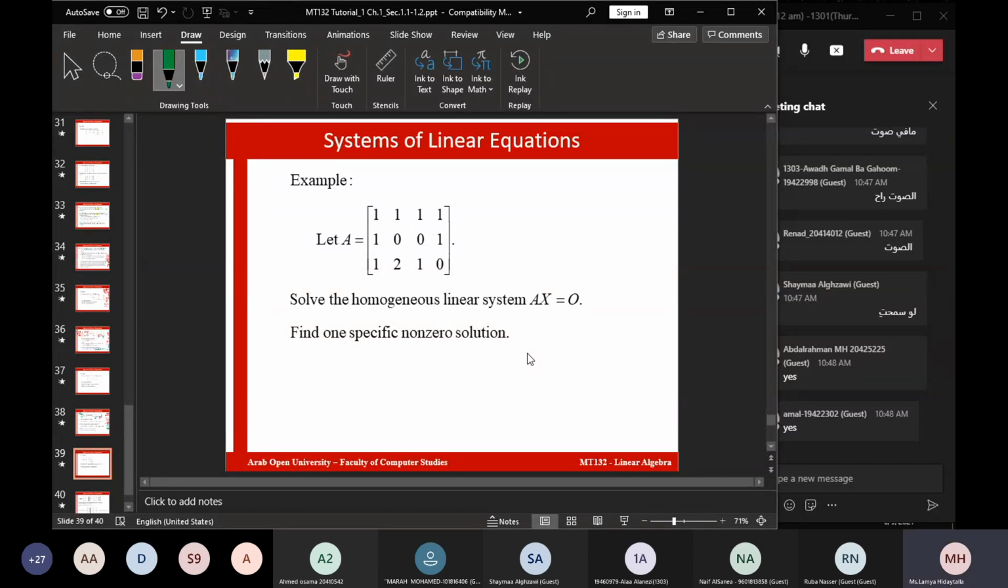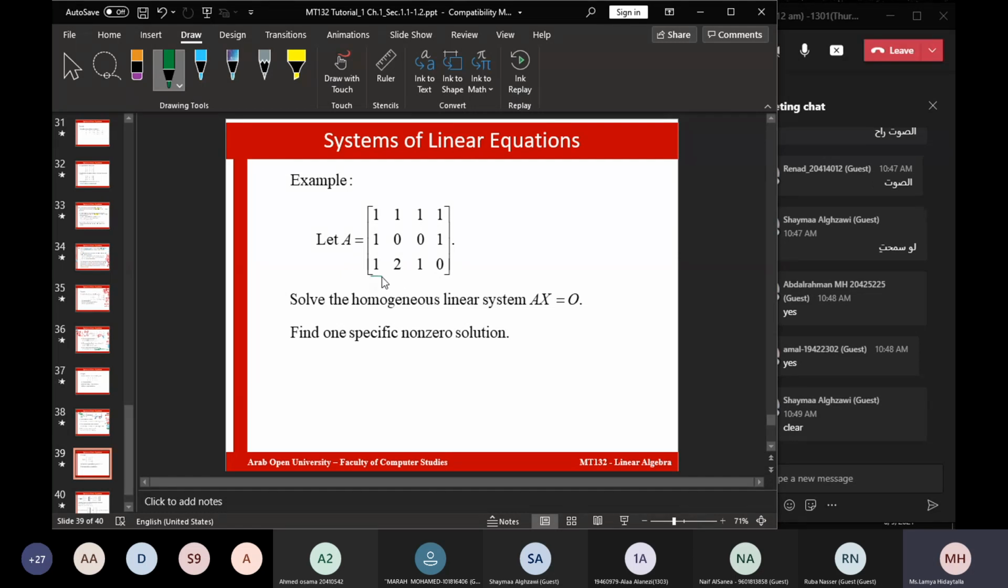Now another example. Let A be this matrix. Solve the homogeneous linear system AX equals 0. Did he give me linear equations? No, he just gave me a matrix immediately. But what kind of matrix is it? Is it the augmented matrix or not? Tell me. Is it the augmented matrix?